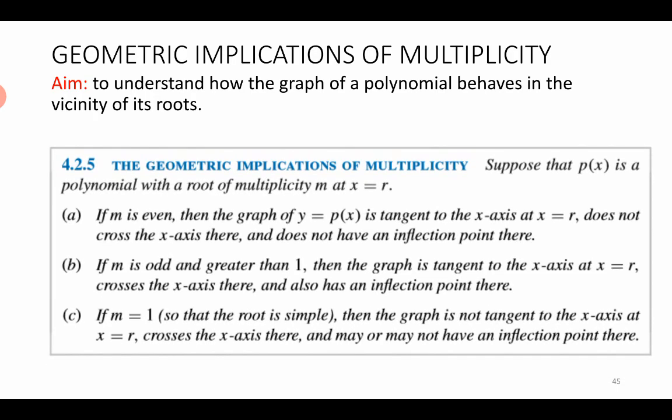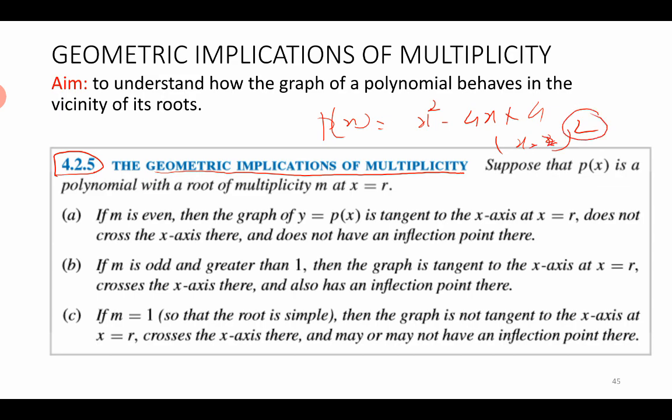Before we start, theorem 4.25, geometric implications of multiplicity of the roots. If you have a polynomial p of x, of any degree, x squared minus 4x plus 4 is a polynomial, isn't it? What are the roots of this? (x minus 2) whole squared, isn't it? So the root is x equals 2 and the multiplicity is 2. If the multiplicity is 1, we call it a simple root. If the multiplicity is 2, we call it a double root. If the multiplicity is 3, we call it order 3, order 4, and so on.